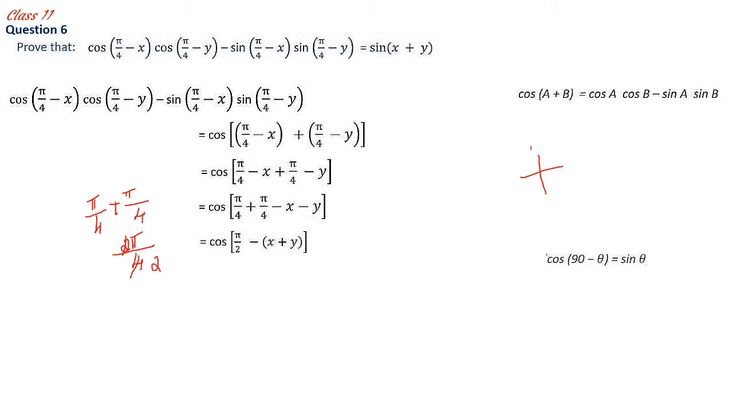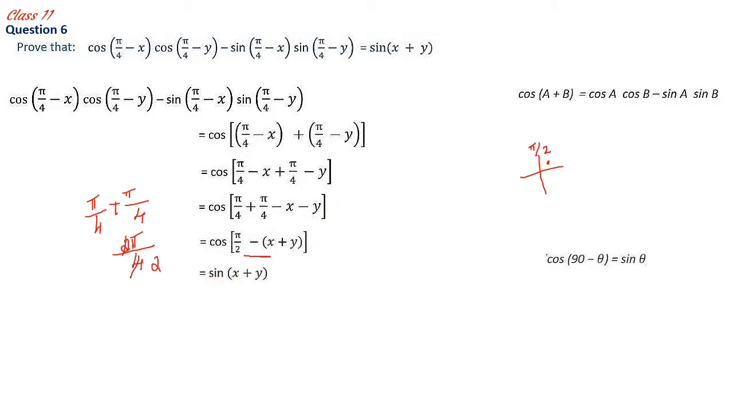Pi by 2 means it is in the y axis. Y axis means the function will change. How will it change? Cos will change to sin. So our output will be sin. And pi by 2 minus x plus y is our angle. Pi by 2 minus means it will be coming here in the first quadrant. In the first quadrant all are positive. So cos will be changed as sin, and the sin is positive. So sin of x plus y.